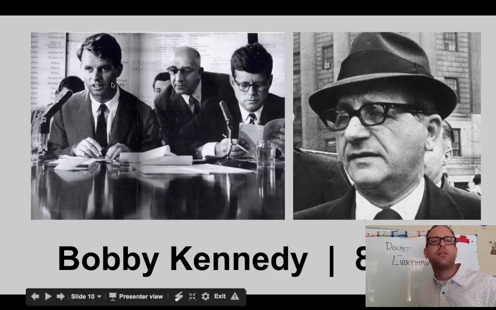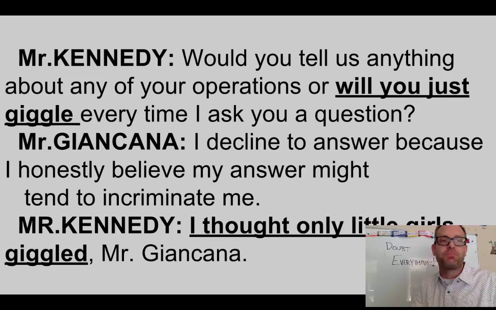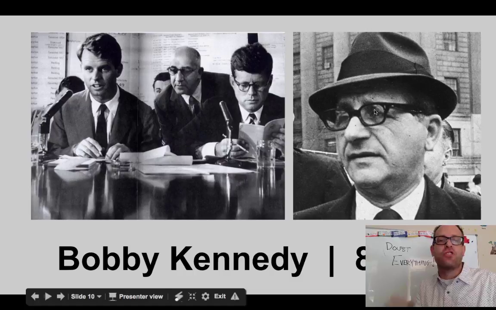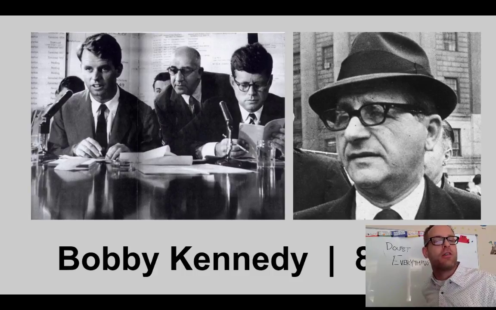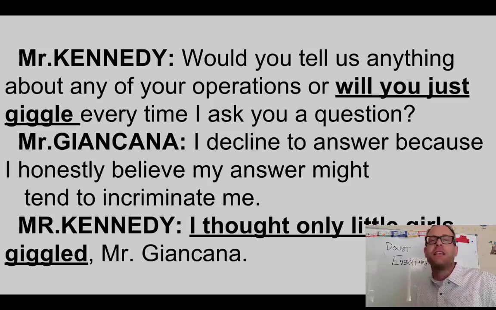And every single project that Bobby Kennedy was involved in became a personal grudge. And here we have a picture of Mr. Giancana, who was the head of organized crime at the time. And there's an exchange between Giancana and Robert Kennedy. I just want to read it for you and give you some idea what we're dealing with.